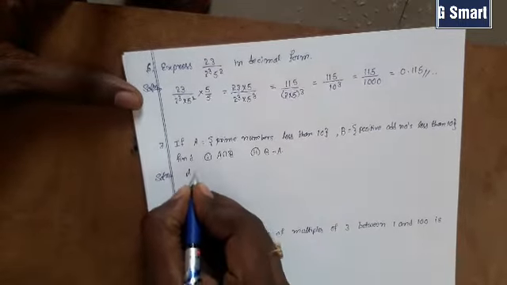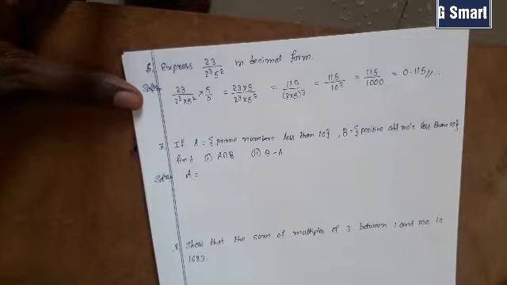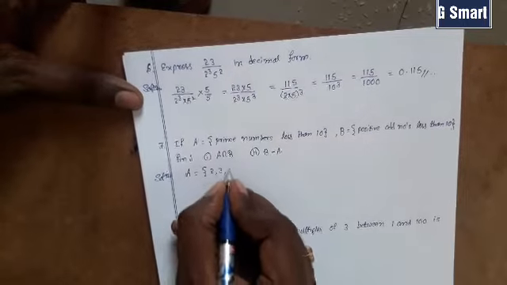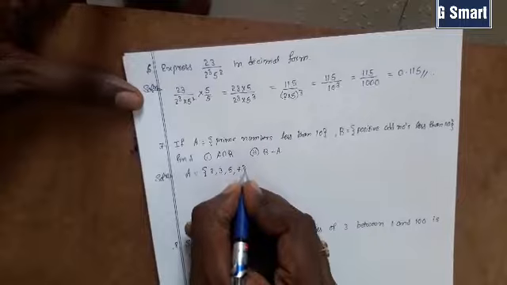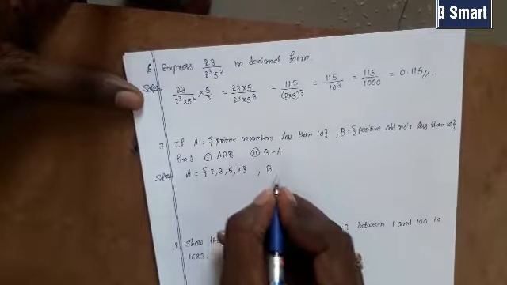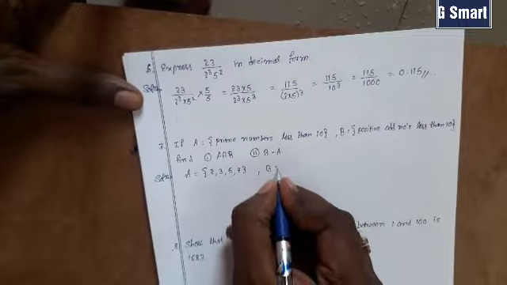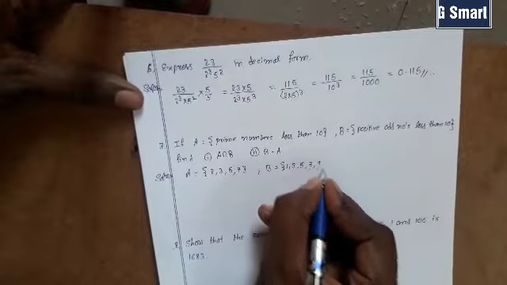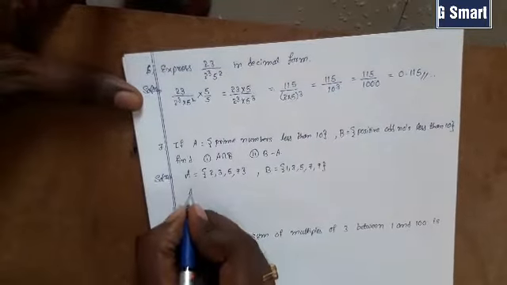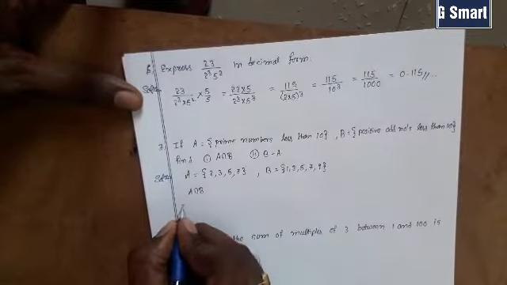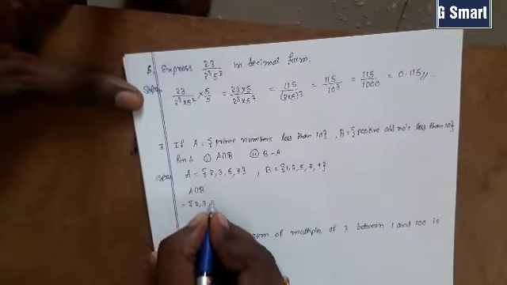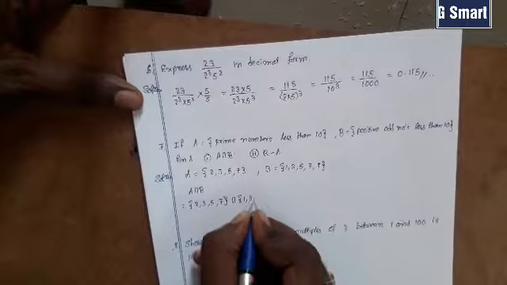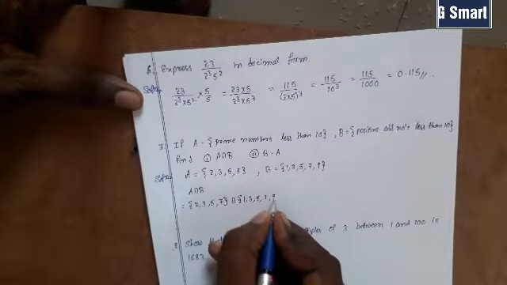Given that A is the set of prime numbers less than 10, means A is equal to 2, 3, 5, 7, and also given that B is the set of positive odd numbers less than 10, means 1, 3, 5, 7, and 9. Now they are asking A intersection B, means 2, 3, 5, 7 intersection 1, 3, 5, 7, 9.